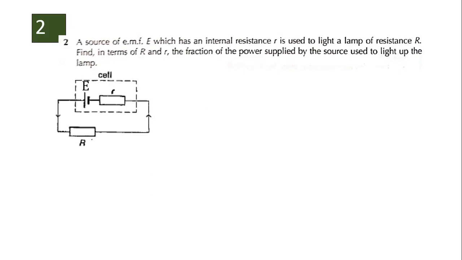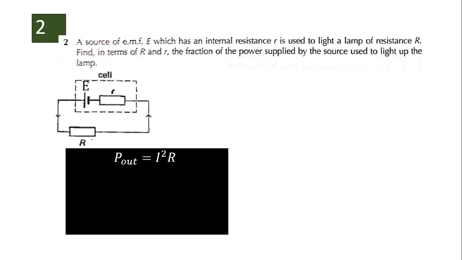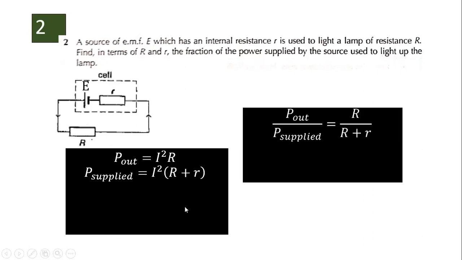Okay, we have done that. Basically, it's just efficiency. Power output is I squared times R. Power supply is this. You must include both resistances, because all the power is lost in these two resistances, the small r and the big R. That's why it's I squared times (R plus r). And power output over power supply is called the fraction. You can cancel the I squared, and you get R over (R plus r). That's all. You didn't study.